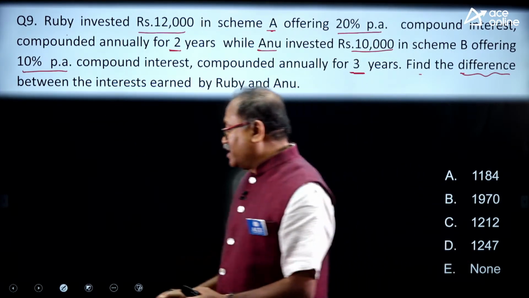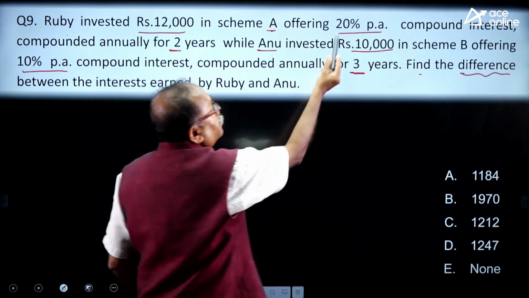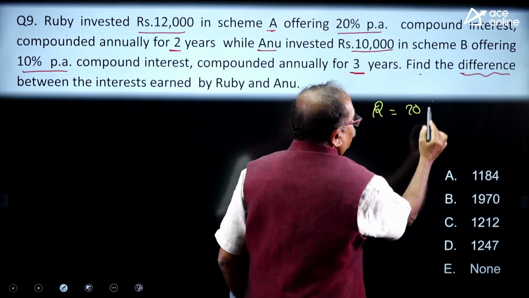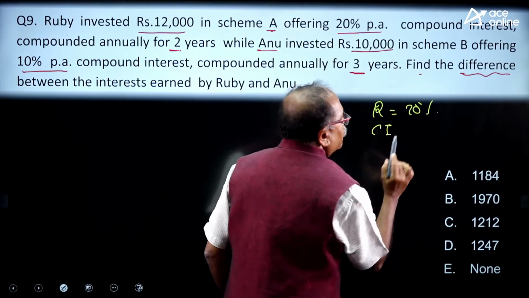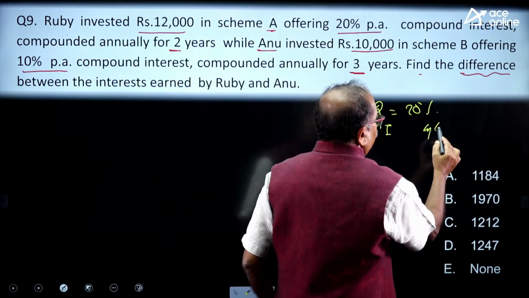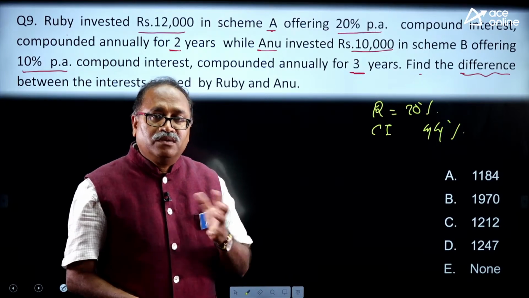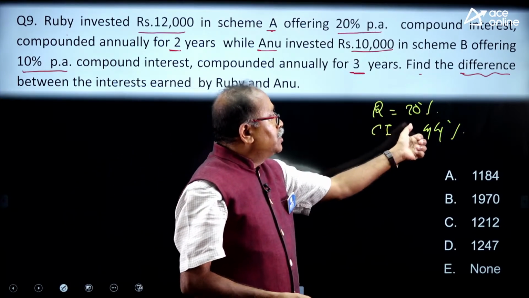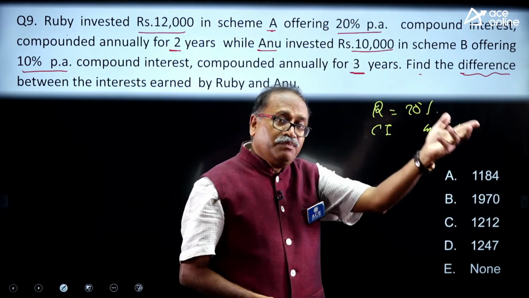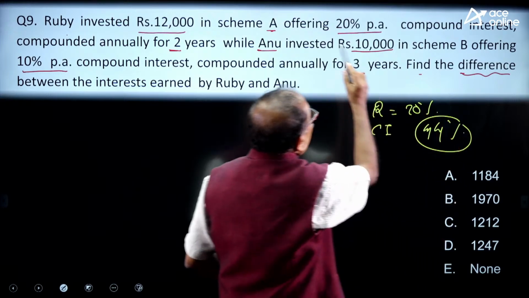It's a very clear and simple question, my dear friends. What we know is, whenever the rate of interest R is equal to 20%, what is the compound interest rate in 2 years? That is 44%. We memorize this while working on compound interest. So the rate of interest is 20%, and for 2 years it will be 20 plus 20 plus another 4%, that is 44%. So I am using this for the first one.